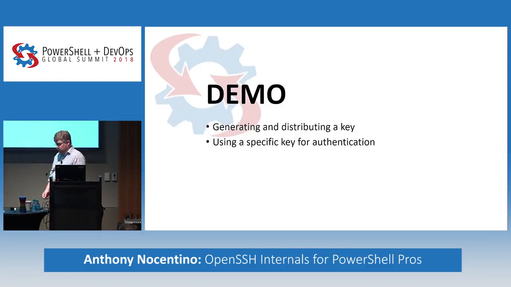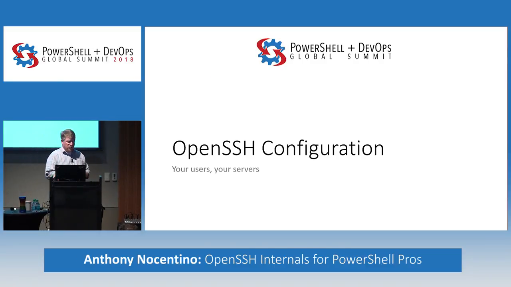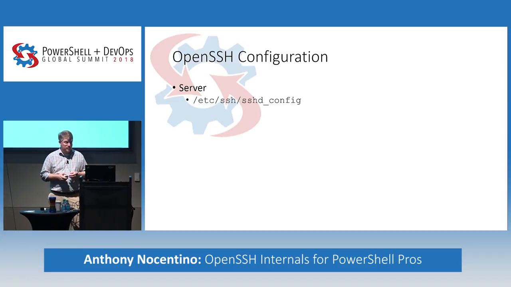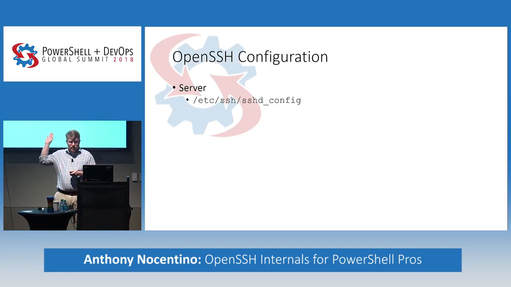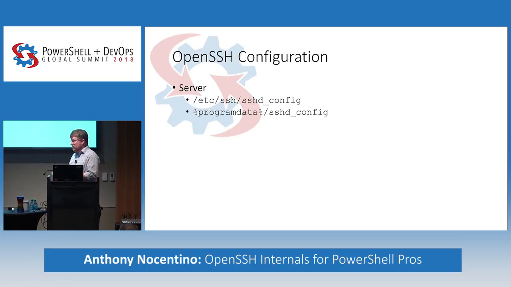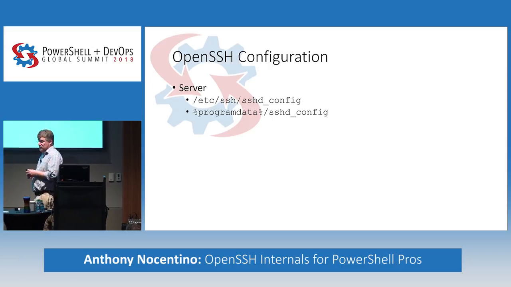All right, so more computery stuff. So OpenSSH configuration. Let's talk about how to do some stuff. We're gonna talk about where the configuration files live on the server and on the client. First up, on the server side of the house in Linux, your server daemon's configuration file lives in /etc/ssh/sshd_config. On Windows, it lives in %ProgramData%, sshd_config.